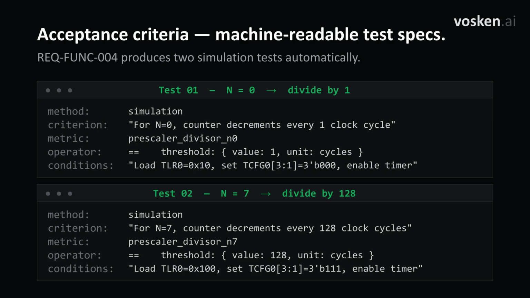Acceptance criteria are machine-readable test specifications. For example, the programmable prescaler requirement generates 2 simulation tests, automatically defining the method, criterion, metric, operator, and conditions.